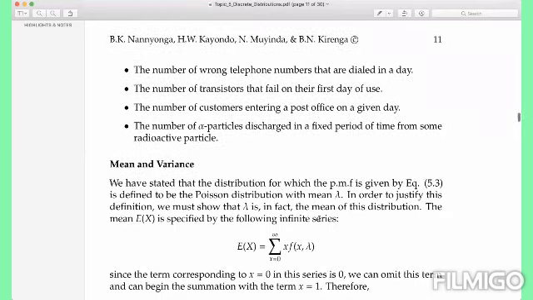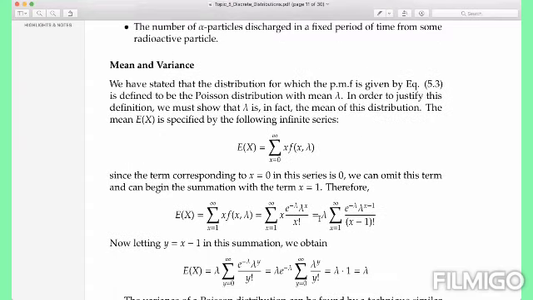What about the mean and variance? We can also get the expectation of a Poisson using the definition and some manipulations, of course. Here one would wonder why we are moving from 1. Of course, if we move from x equals 0, when x is 0, this will be 0. That's why we moved from x equals 1.